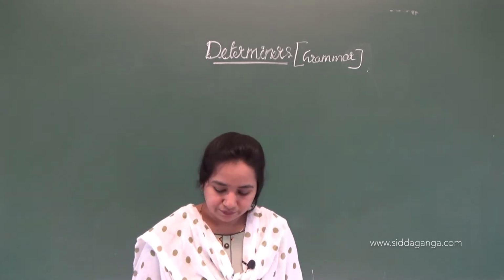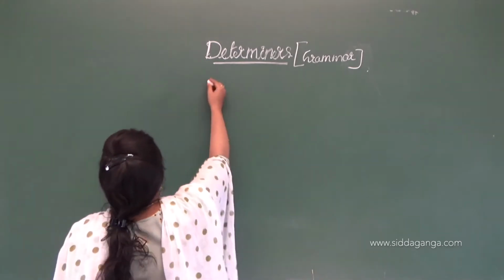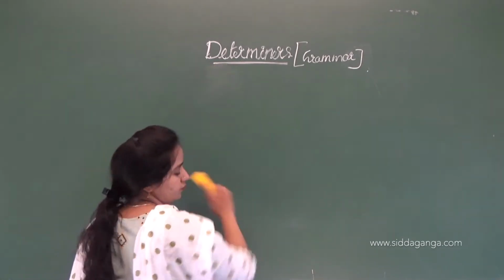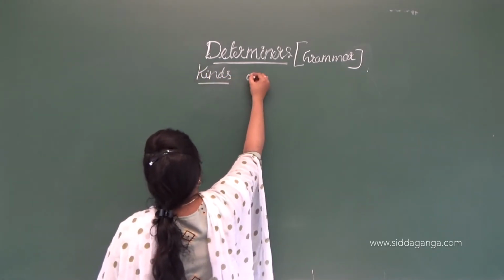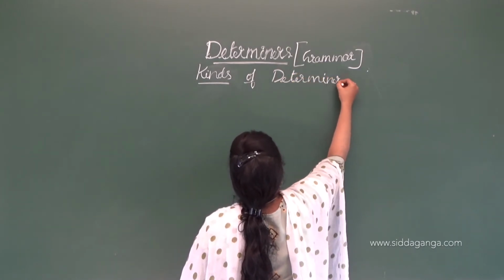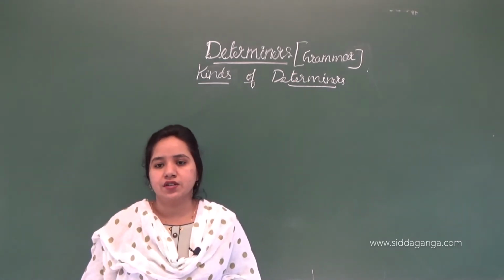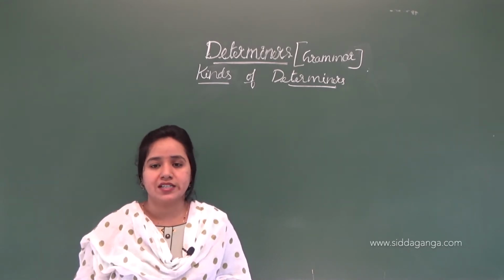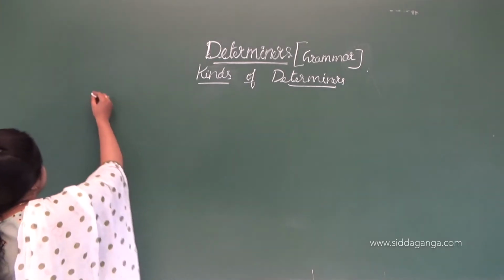So let's see here. Kinds of determiners. How many kinds are there? There are 4 kinds of determiners, that is articles, then demonstratives, then possessives, and indefinite adjectives or quantifiers. So let's begin with the articles, that is the first determiner.